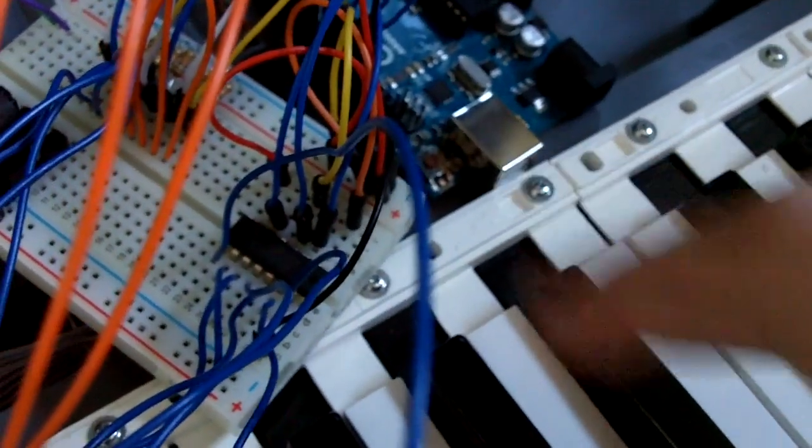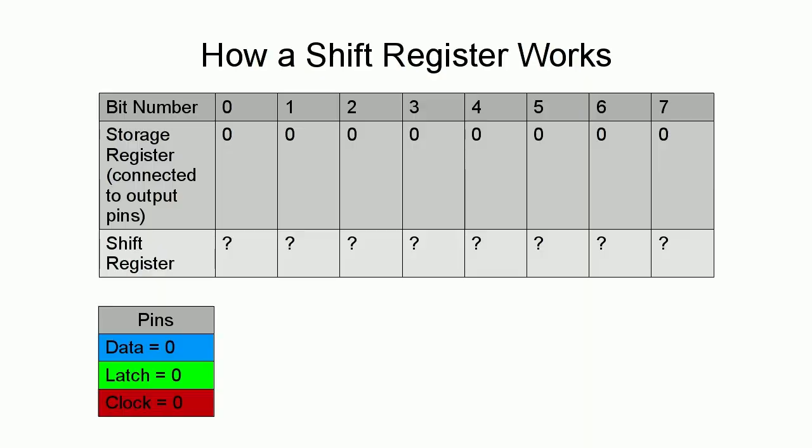the column select pins, which let you select which group of keys you want to activate, onto the output of this integrated circuit. And this is a shift register. So how does a shift register work?